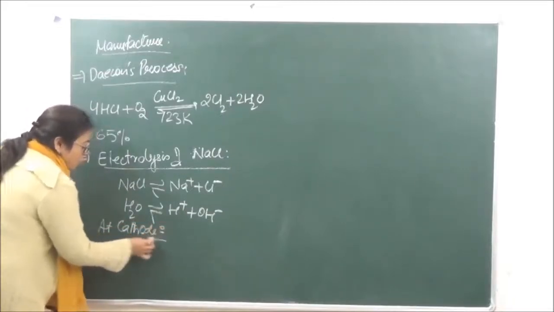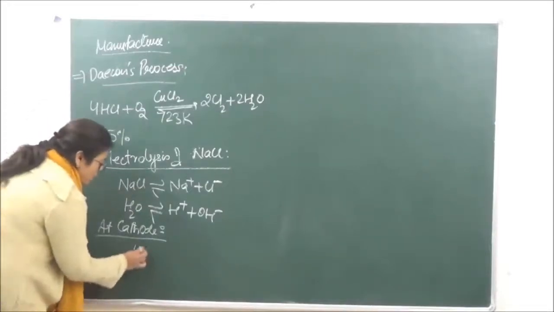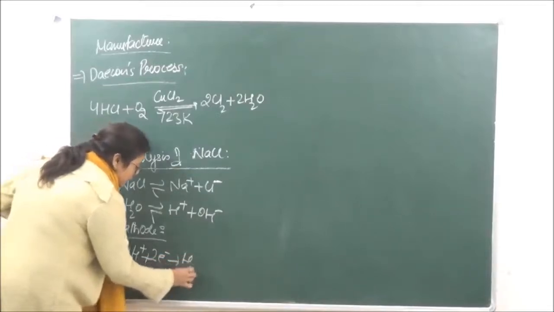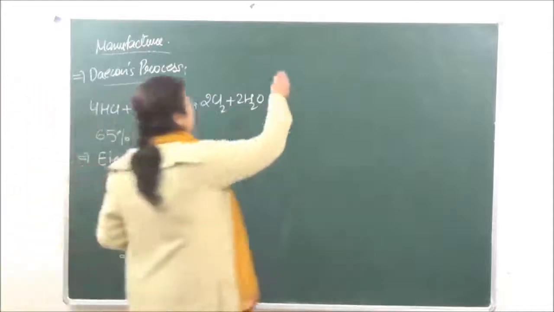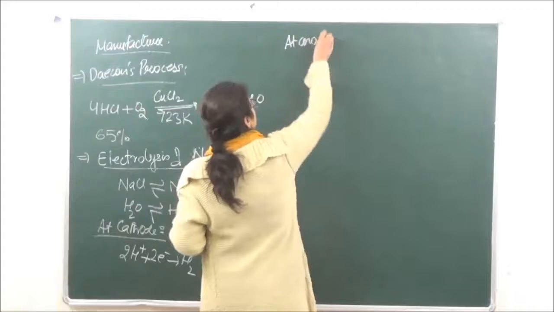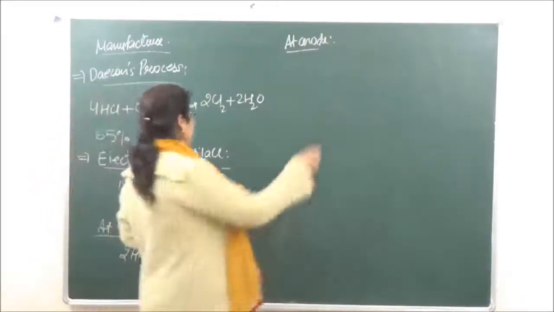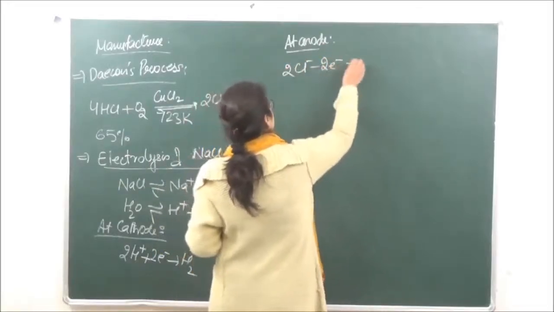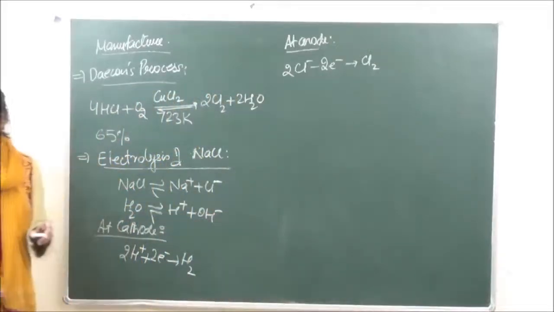At the cathode, because of the higher electrode potential of hydrogen, hydrogen is going to be liberated at the cathode. Okay? And then at the anode, due to high overvoltage, we have already discussed this in electrochemistry, the reaction that is going to take place is the production of chlorine at the anode.